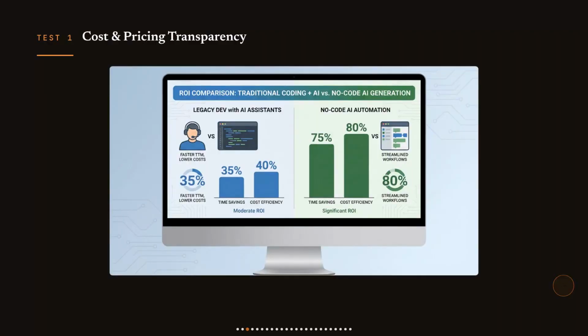Test 1. Cost and pricing transparency. You're running a 10-person engineering team, and your AI coding tool bill just jumped because of usage-based overages you didn't see coming. And that's a real scenario with Cursor AI's billing model. The question is whether Windsurf's flat rate structure actually keeps that from happening, and by how much.